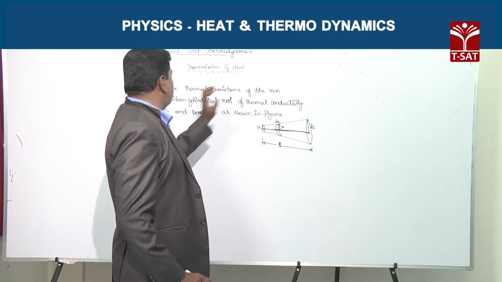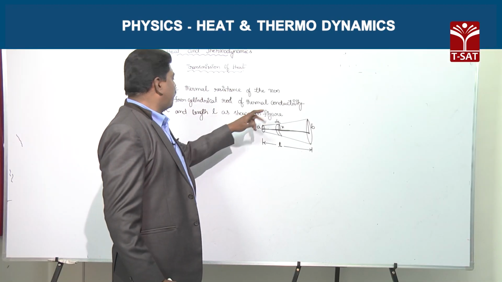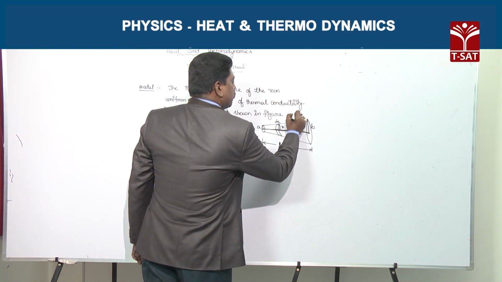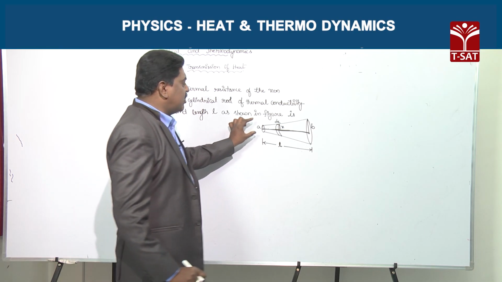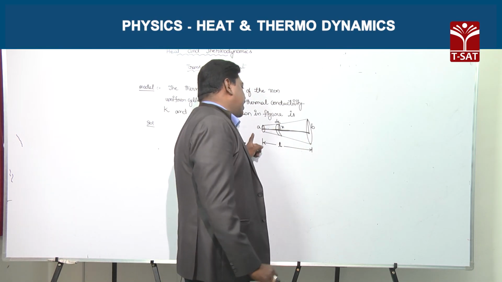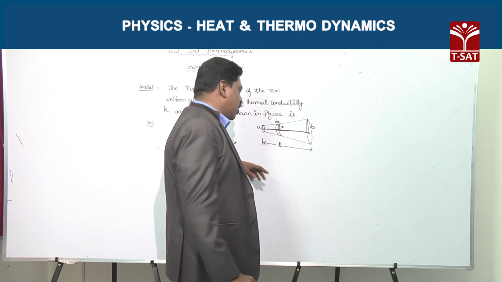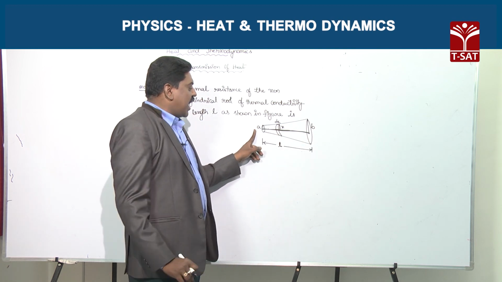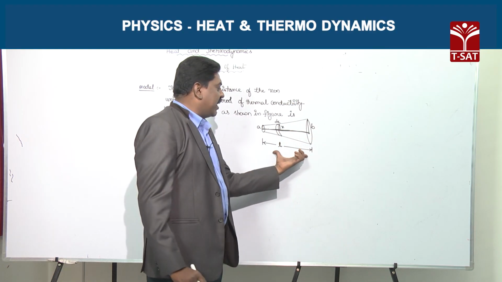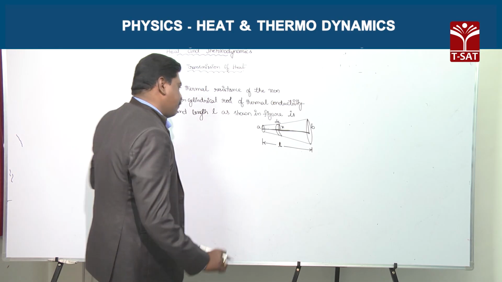The thermal resistance of the non-uniform cylindrical rod of thermal conductivity K and length L as shown in the figure is... Up till now we were considering uniform cross section of the rods, but now we are considering a non-uniform cross section of the rod. Okay, fine. It has radius A at one end and radius B at the other end, and the length of the rod is taken as L. Okay.